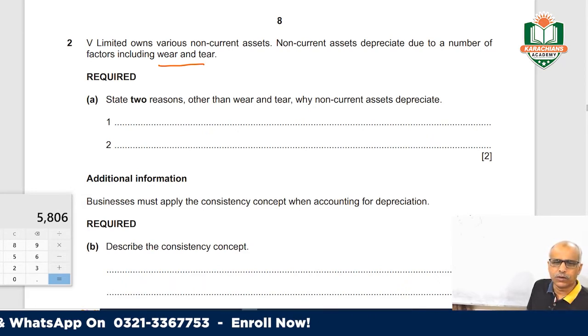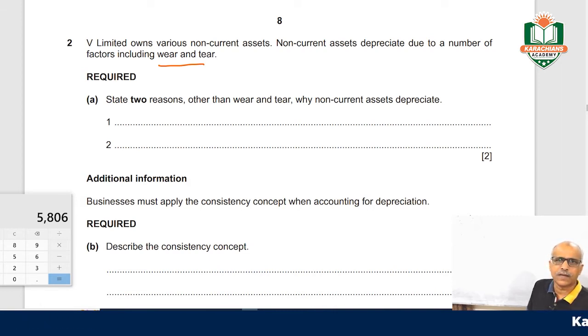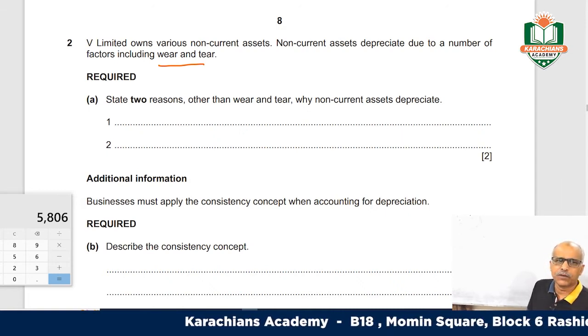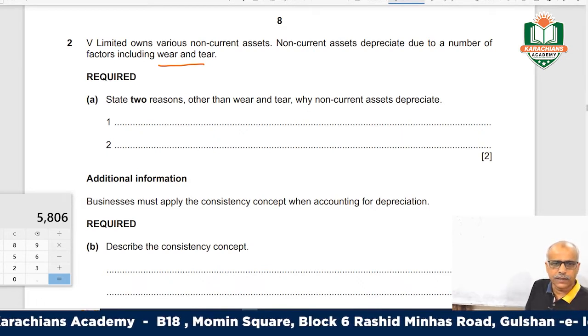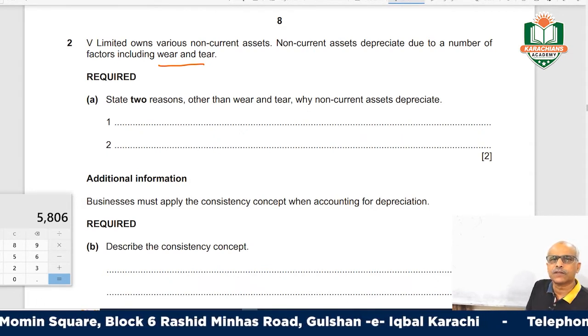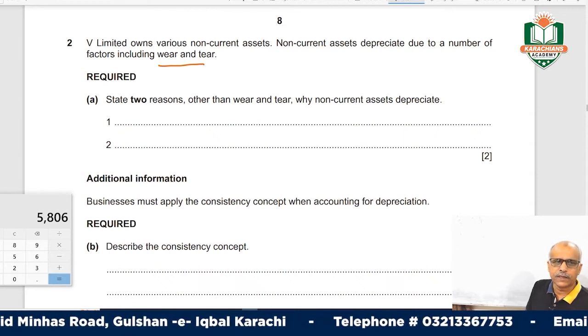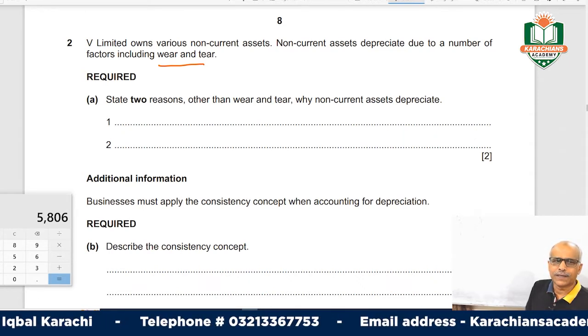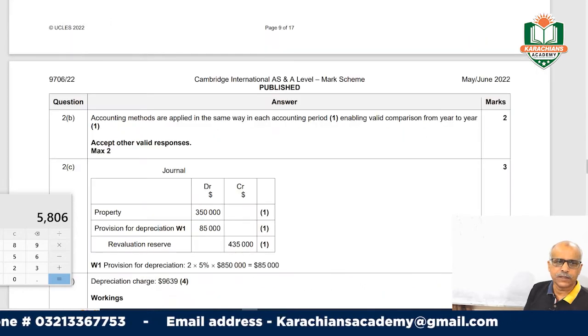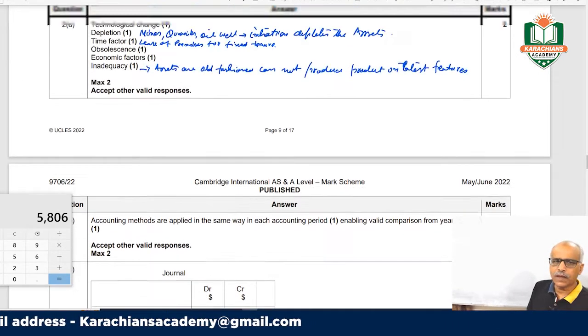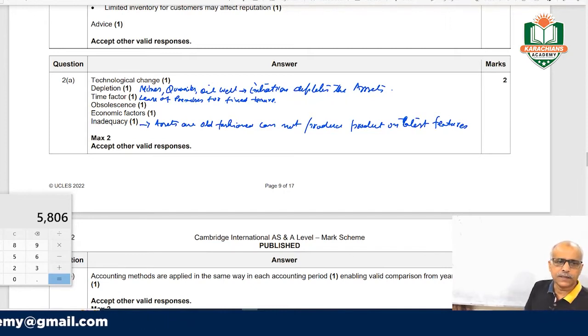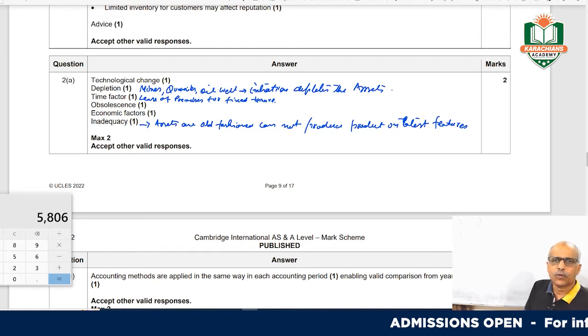So you already have studied this in your book, that there are a lot of factors like obsolescence, passage of time, and depletion, and all these things. So I would rather tell you, whenever such kinds of questions are coming, you can easily approach your marking scheme. So we will see what the marking scheme says about this. Marking scheme says technological changes. Yes, you have to show only 2 reasons of depreciation, why we depreciate our assets.